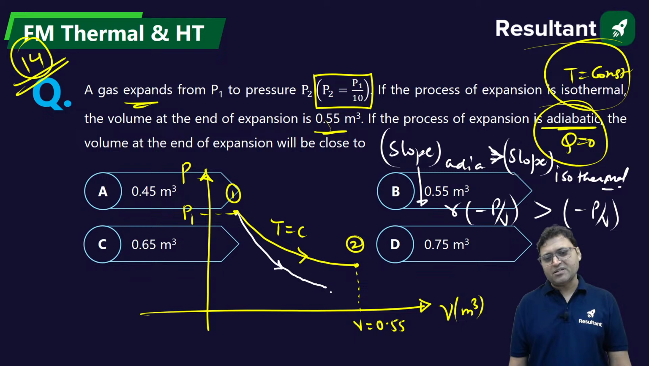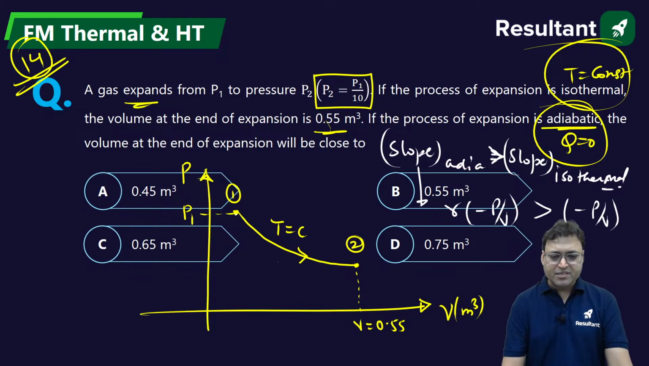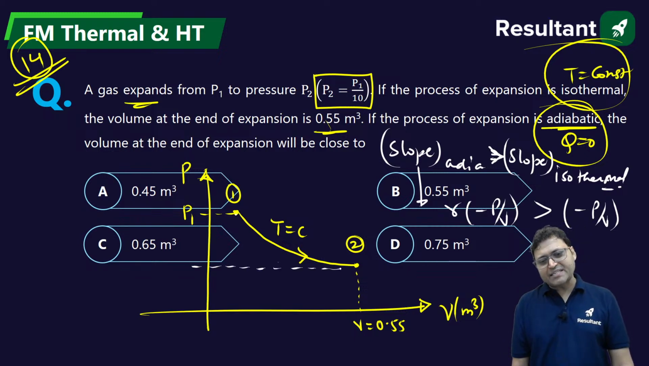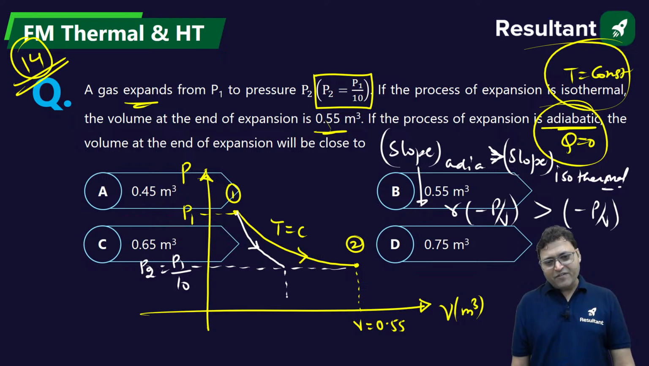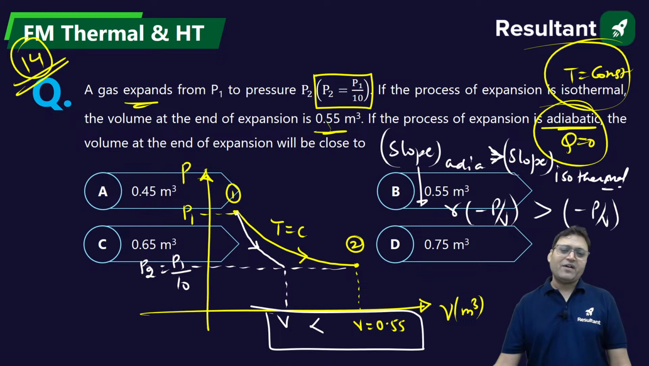This is expansion, isn't it? And we are talking about the same point. We are talking about the same pressure. P2 is the same in both the cases. What is P2? It is P1 by 10. So if we draw the adiabatic process, it will look like this. So definitely the volume will be less than 0.55.